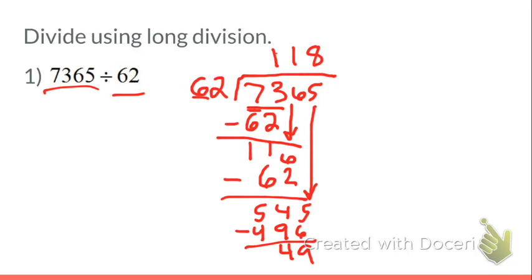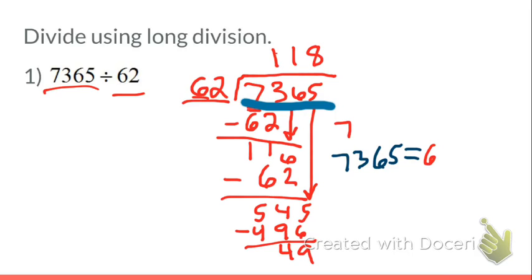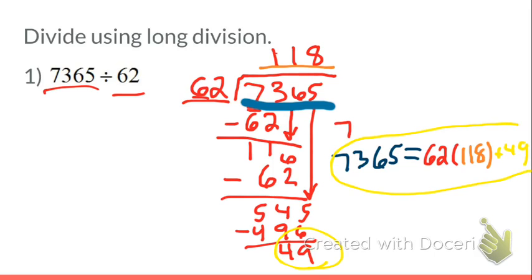So what does that tell us? All right, that tells us that this number right here, 7,365, is equal to this number right here, which is 62, times this number, the quotient, which is right here, 118. Alright, but we had some left over. That leftover was the remainder. So that equals 62 times 118 plus 49. Alright, that's what division is.